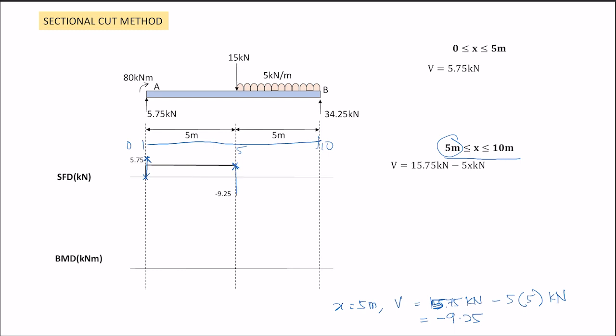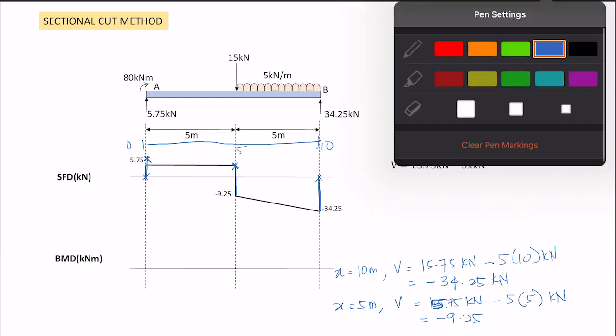It goes down. Then we look at the third line, which is limit x equals 10 meter. If x equals 10 meter, V is 15.75 kilonewton minus 5 times 10 kilonewton. It is negative 34.25 kilonewton. So it goes down, and then it will actually go back up. Okay, it will be in equilibrium. That is for SFD.